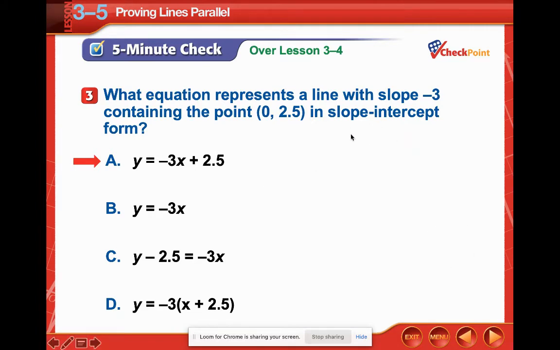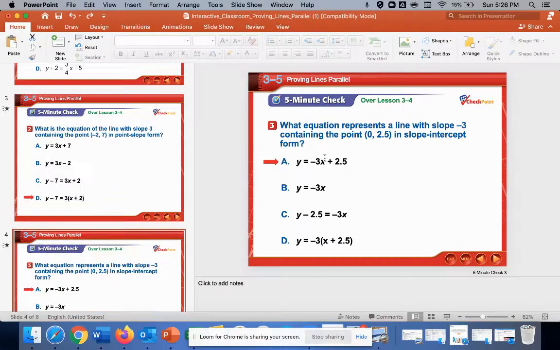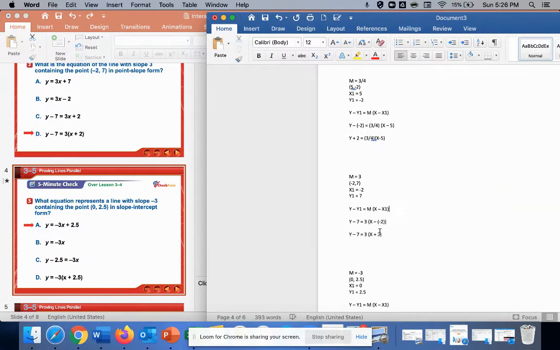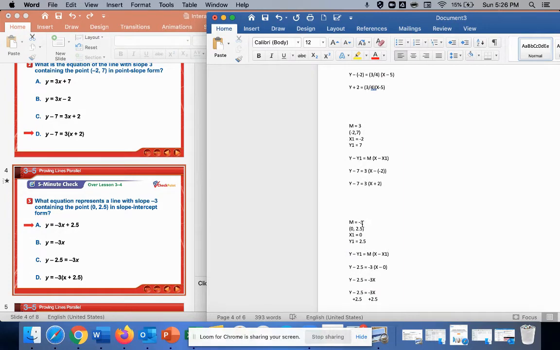Because remember, we're doing slope-intercept form, and slope-intercept form is y equals mx plus b. Let's go over this really quick. We're given the slope is -3. We're given the points 0 and 2.5, so our x1 is 0 and our y1 is 2.5. What we're going to do is bring in slope point form: y minus y1 equals m times x minus x1.